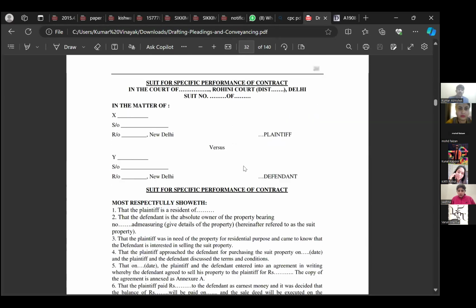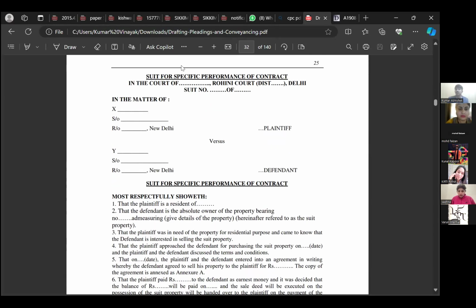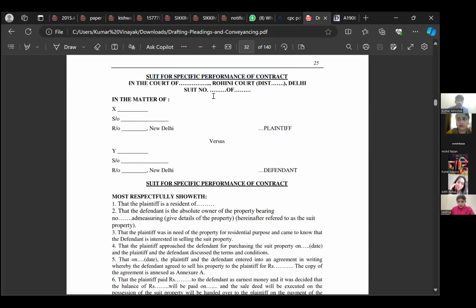So see, this is a draft of suit. You don't write "suit for specific performance" there. You simply write in the court of so and so, suit number so and so year, and in the matter of so and so parties, where you will write the details of the parties. I was saying that in the higher courts generally you just refer to the cause title, and the details of the parties are filed separately as a memo of the parties.